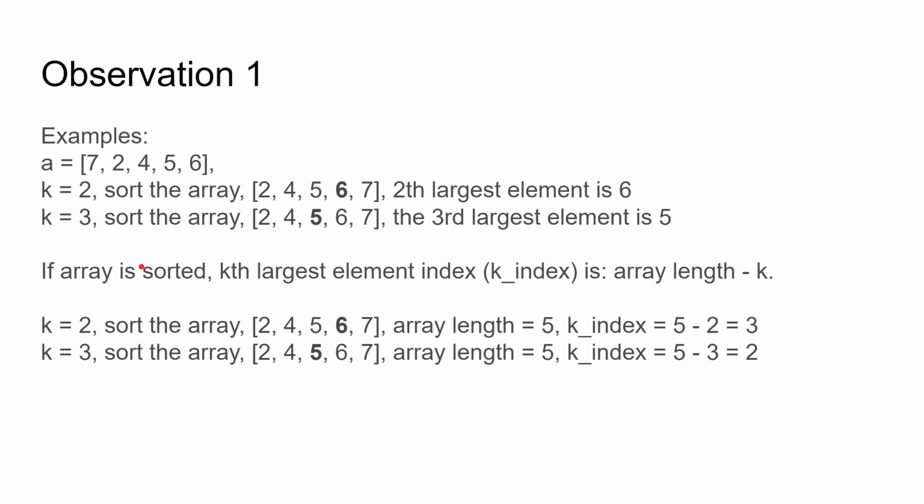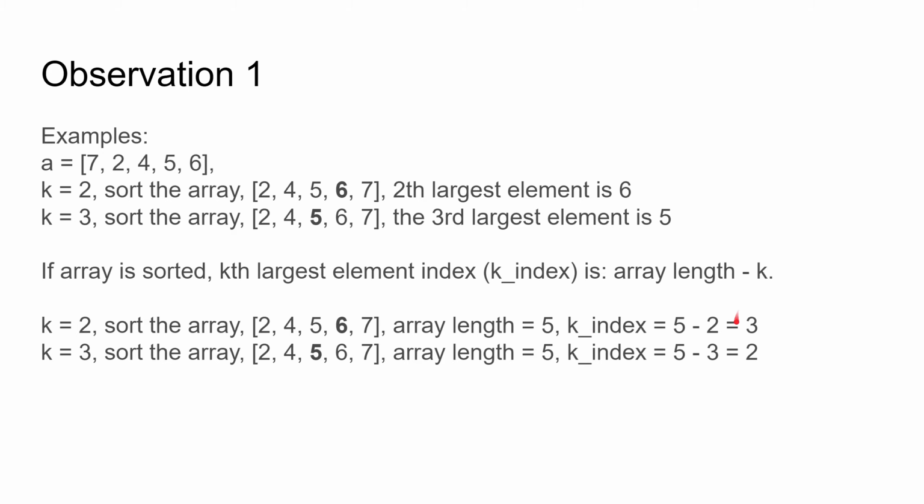Observation 1. If the array is sorted, the kth largest element's index, which I'll be calling k index from now on, is array length minus k. So when k is 2, the array length is 5, and the k index is 5 minus 2, which is 3. So 0, 1, 2, 3, and we get the answer 6. That's how you could find the answer for this problem.